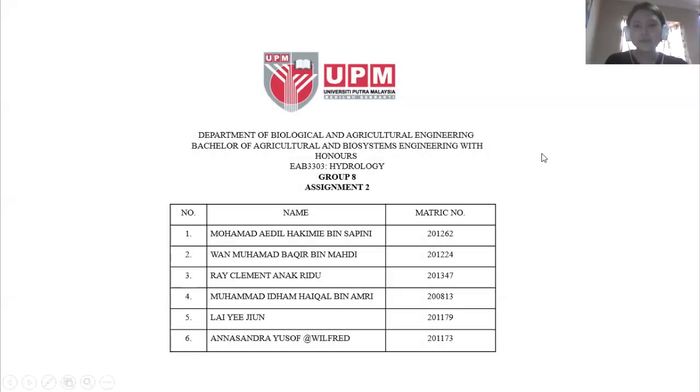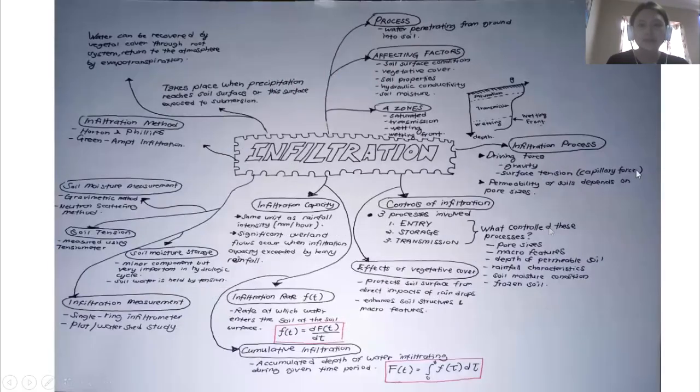We are from Group 8 of Hydrology, and today we will present about the mind map that our group has constructed. These are the group members in our group. I am the sixth member. My name is Anasandra Yusuf Elias Wilfred, and my metric number is 2011173. This is the mind map that our group has constructed, and I will briefly explain about this mind map.